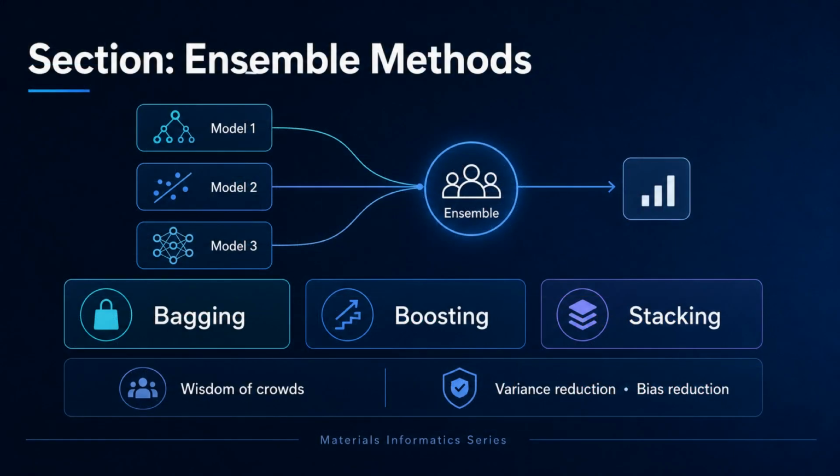Ensemble methods combine multiple models for better predictions. Bagging, used in random forest, reduces variance by averaging. Boosting reduces bias by sequential correction. Stacking uses a metamodel to combine diverse base models. For materials prediction, stacking often provides additional accuracy improvement.